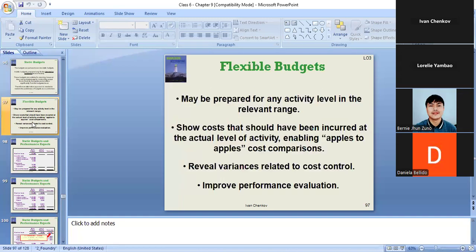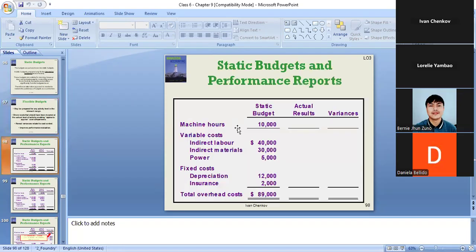So what can we do in that case? If that happens, then we have to prepare a flexible budget. What does flexible budget mean? A flexible budget is prepared for different levels of activity. We're going to change the level of activity. We can prepare the budget on different units of sales or on machine hours. So our example here will be with machine hours.